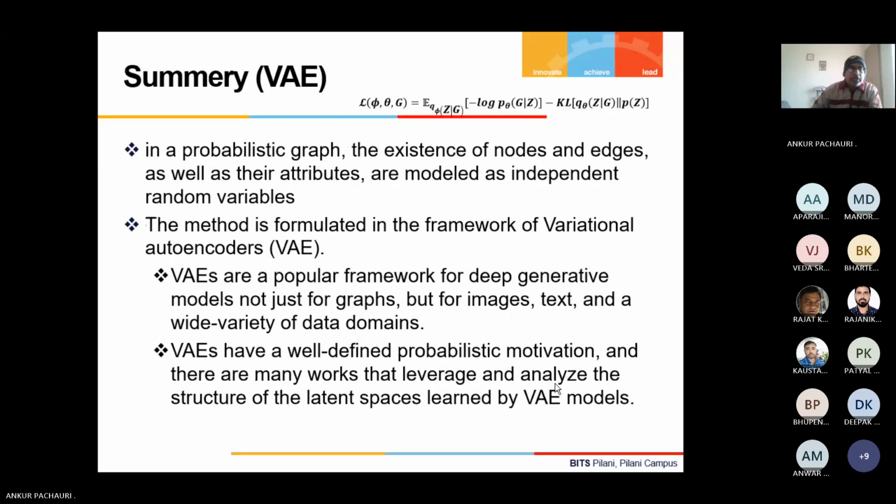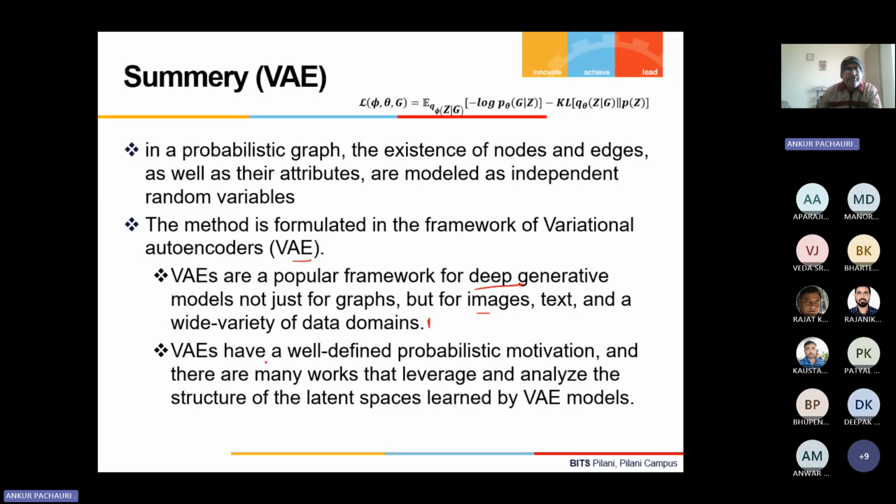In a probabilistic graph, the existence of a node and edges as well as their attributes are modeled as an independent random variable. The method is formulated in the framework of variational autoencoders. So VAEs are a popular framework for deep generative models, not just for graphs, but for images, text, and a wide variety of data domains as well.